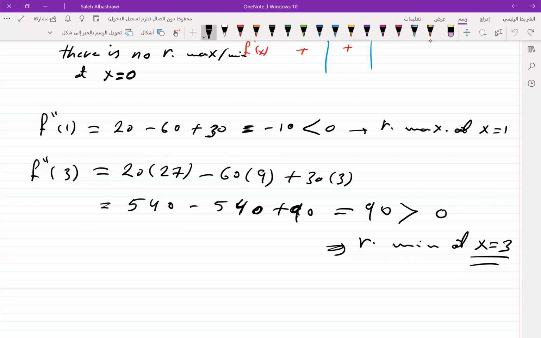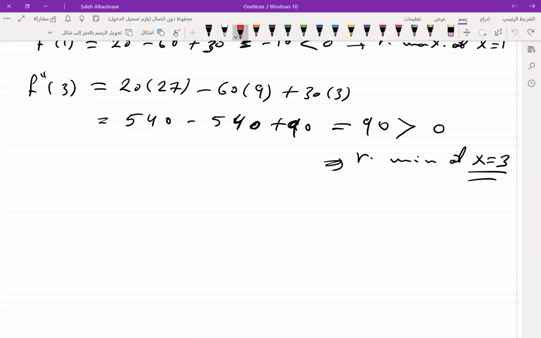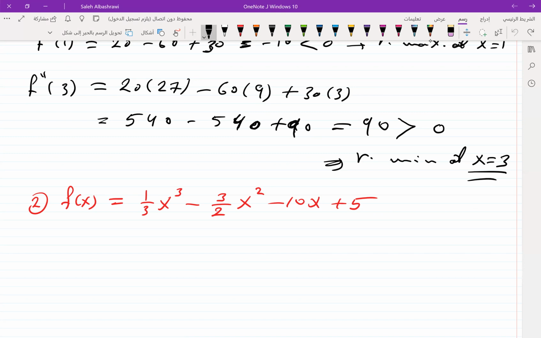Take another example, number 2. f of x equal to 1/3 x to the power 3 minus 3 over 2 x squared minus 10x plus 5. So step number 1, find the critical point.